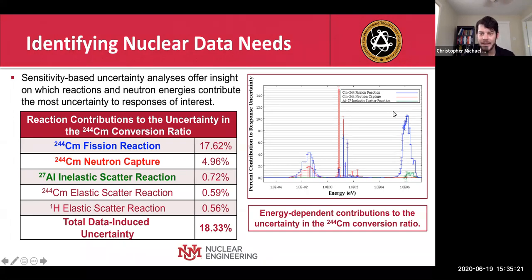And then on the right-hand side, we see as a function of energy where these uncertainties lie. So you can take this and find your favorite nuclear data scientist and say, hey, this one resonance right here, that's the bad guy. That's the one that makes the most uncertainty. If you have to go back and re-measure something, measure that one. So it's really helpful for identifying and targeting nuclear data needs.